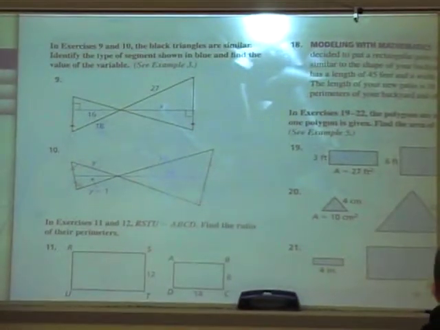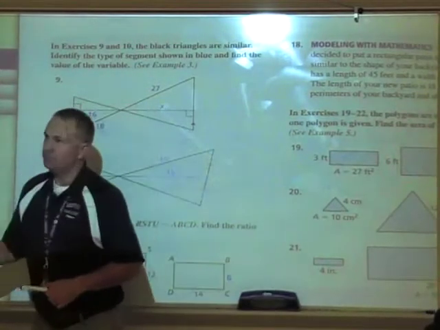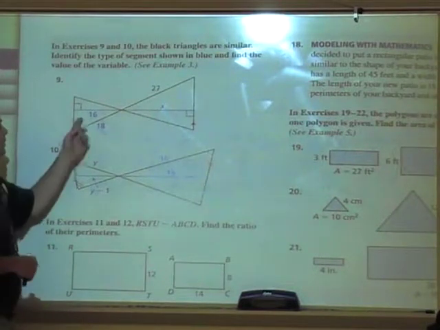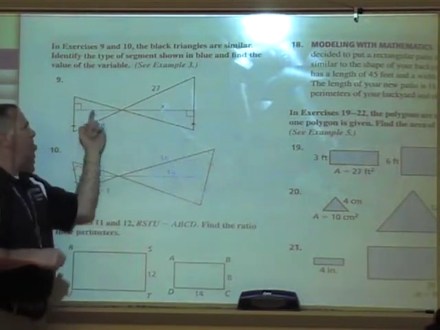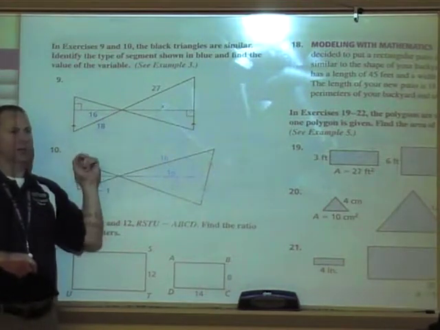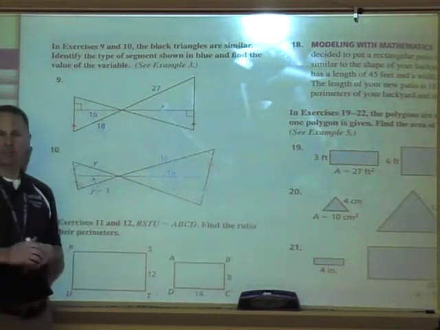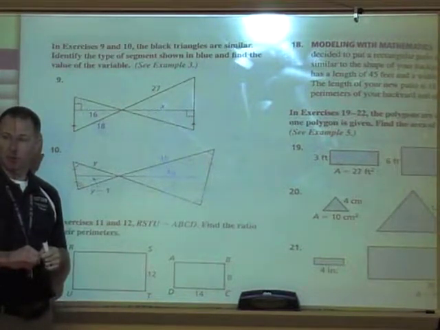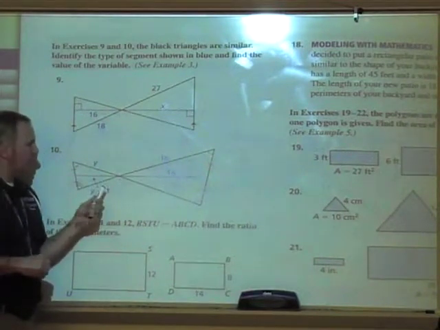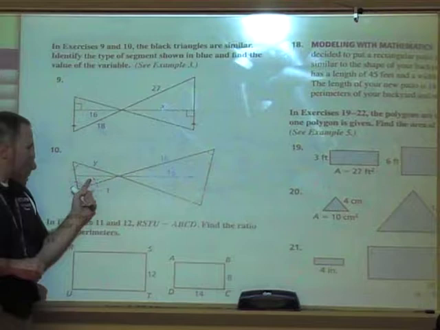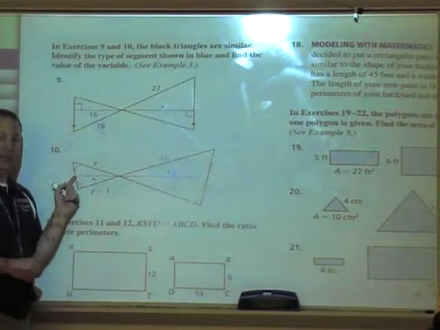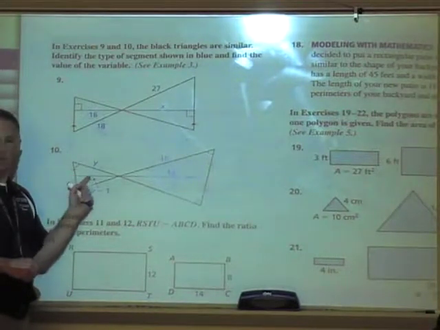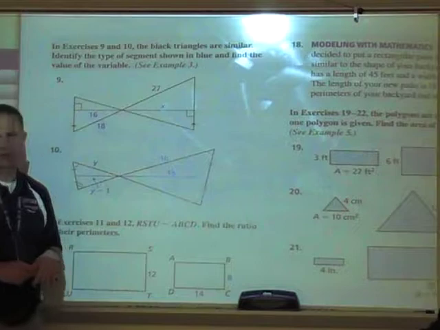And you can write this in the margins of your journal if you want. It says the black triangles are similar. Identify the type of segment shown in blue. So this segment is blue, that segment is blue. What do we call those? You guys remember what those are called? From a vertex perpendicular to the side. You know what that's called. It's called an altitude. Okay, so that would be an altitude. All right, and then down here, we have from the vertex down to the other side, but it's not hitting at 90 degrees. It's hitting at a midpoint. Okay? So this would be the mid segment that we're connecting there.